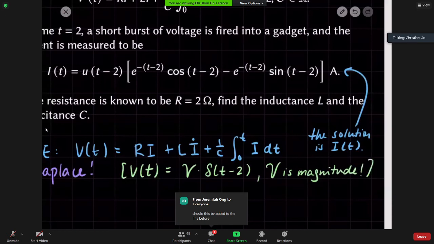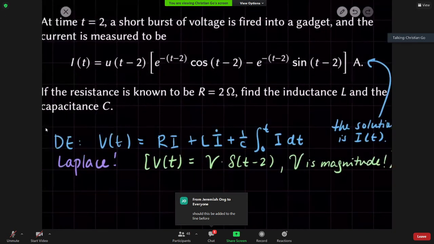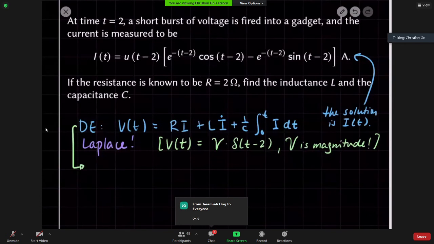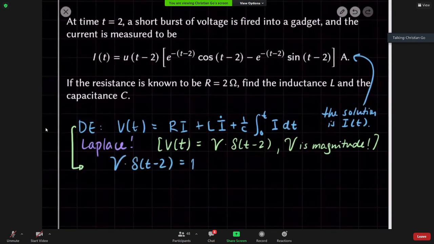So now we're going to rewrite our differential equation. What does it become? V times delta of t minus 2 is equal to R i plus L i dot plus 1 over C integral from 0 to t of i dt. And now we're ready to take the Laplace transform because all of the unknowns are just constants, no longer functions of t. So take the Laplace transform of both sides.